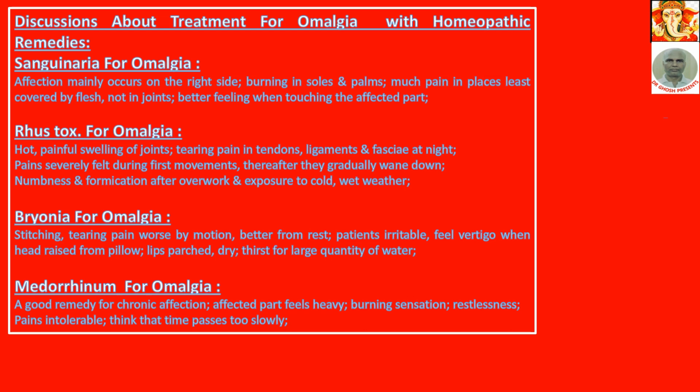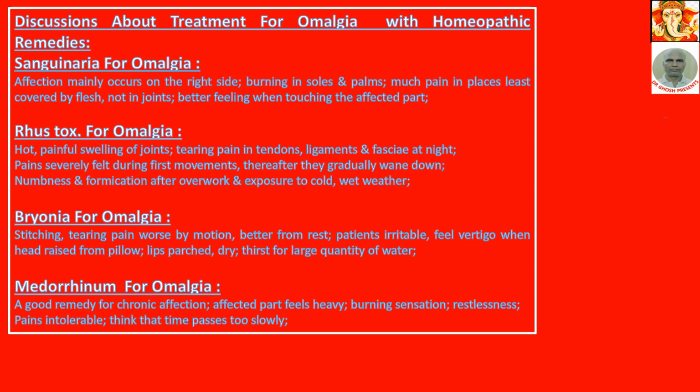Sanguinaria for Omalgia. Affection mainly occurs on the right side. Burning in soles and palms. Much pain in places least covered by flesh, not in joints. Better feeling when touching the affected part.